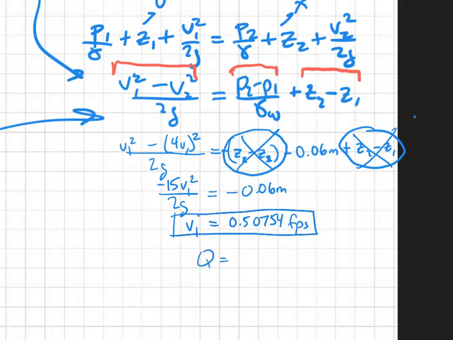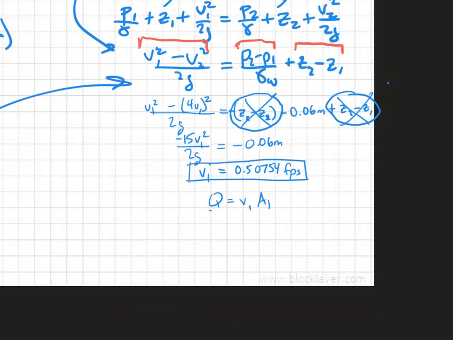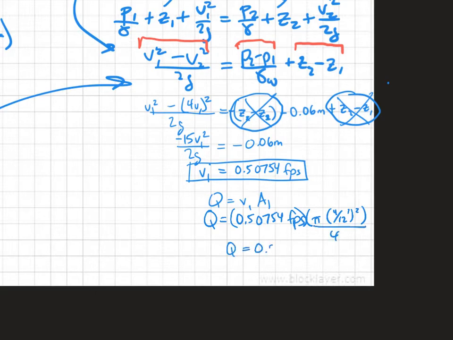And the question asked for Q, so Q equals V1 A1. If we plug that in, Q equals 0.50754 feet per second times pi times 4 over 12 feet squared divided by 4. So Q equals 0.044291 CFS, cubic feet per second. So Q is 4.43 times 10 to the negative 2 CFS. Okay, so that's where we are. All right, so on to the last one.